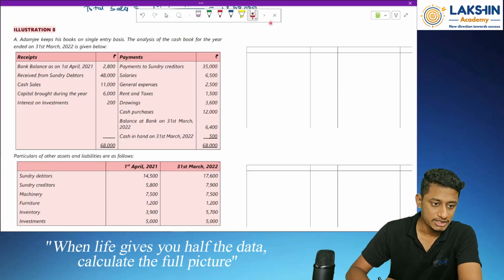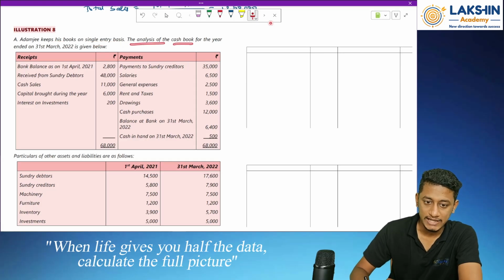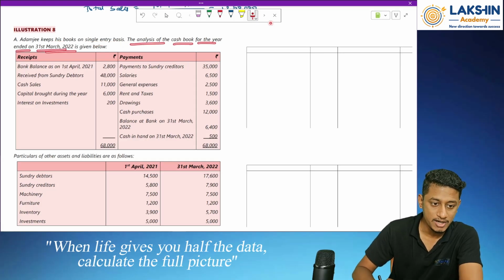Now look at the next question. It is illustration number 8. Adam G keeps his books on a single entry basis. The analysis of cash book for the year ended 31st March 2022 is given below. So they have given us the receipts and payments.